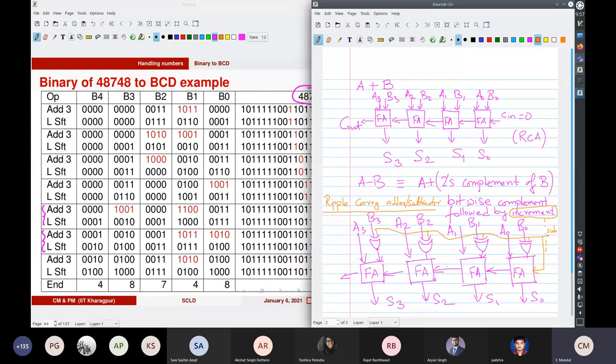So I'll just add this component to your experiment. You can modify it, or this could be a new component which you could call a full adder subtractor. Then you can do the rest of the experiment with this, or do the rest of the realization of the ripple carry adder subtractor using this component.